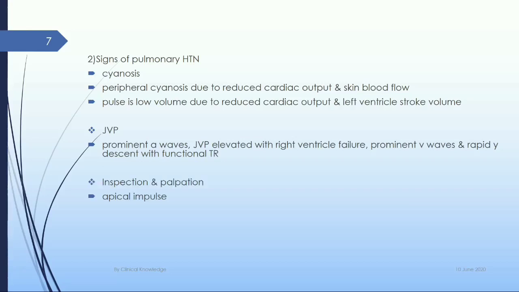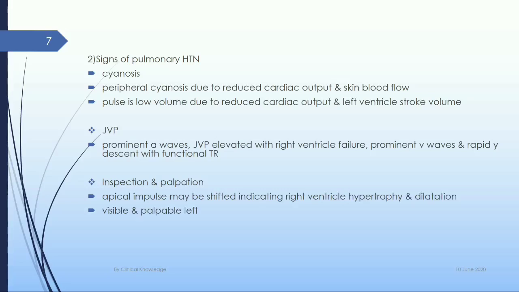TR. Inspection and palpation: apical impulse may be shifted, indicating right ventricular hypertrophy and dilation; visible and palpable left parasternal heave and epigastric pulsation indicating right ventricular hypertrophy; palpable P2.